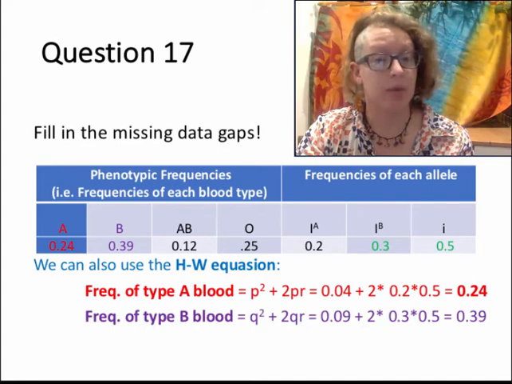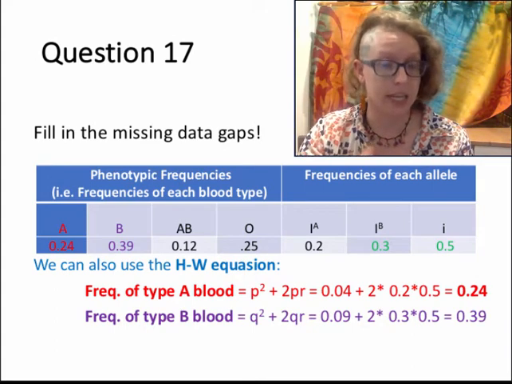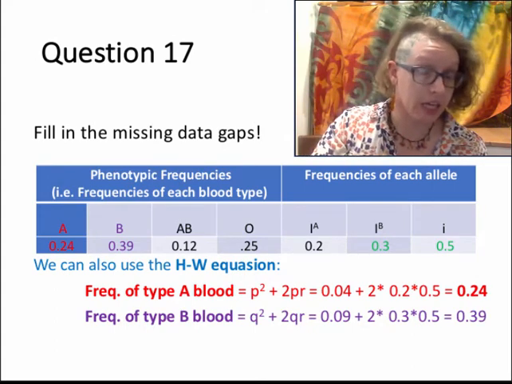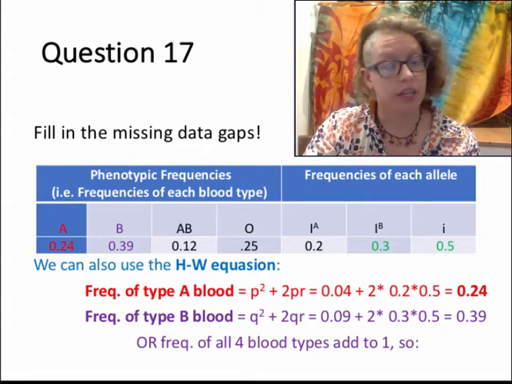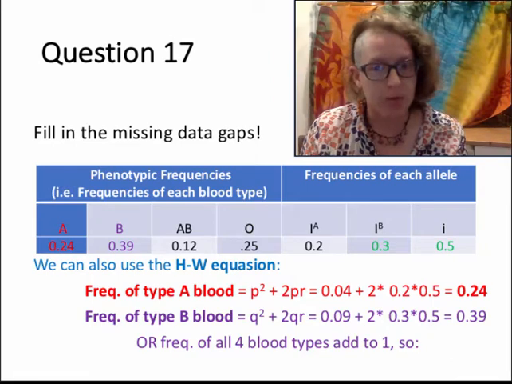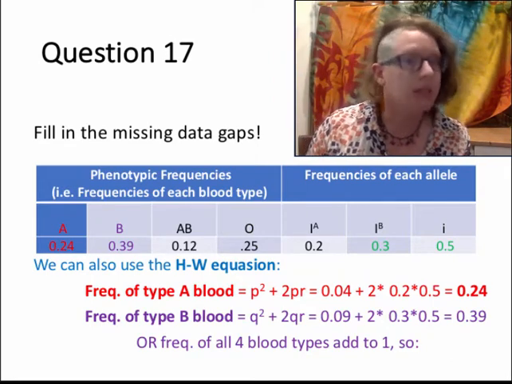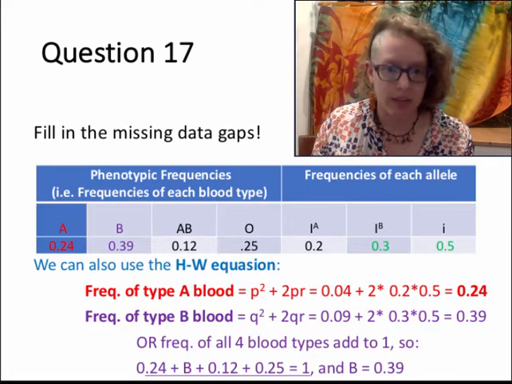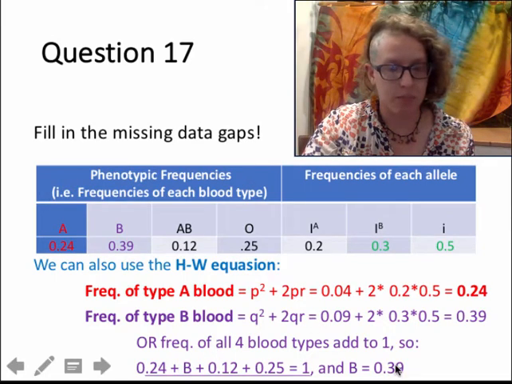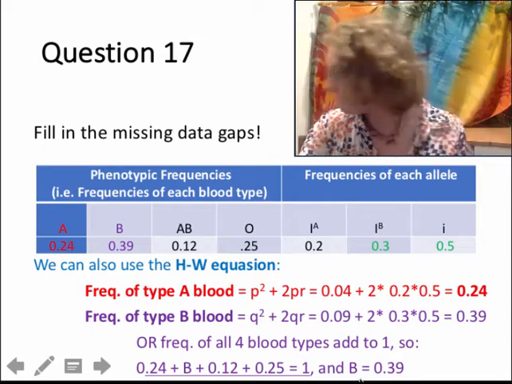You could do the same thing with B, but this time using Q instead of P for that B blood type phenotype. Alternatively, all of these different blood types add up to 1, so if you've got everything but B, you can add them up and then figure out what's left. What's left is B. This is B.